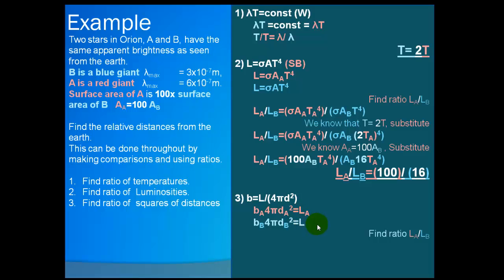So the ratio is 100 over 16, and by putting these values in, and we know that the apparent brightnesses are the same, BO over BB is equal to 1, 4 pi over 4 pi is equal to 1, so we just find a ratio of the squares of the distances, and then we can square root and find the ratio of the distances, which is 10 to 4.